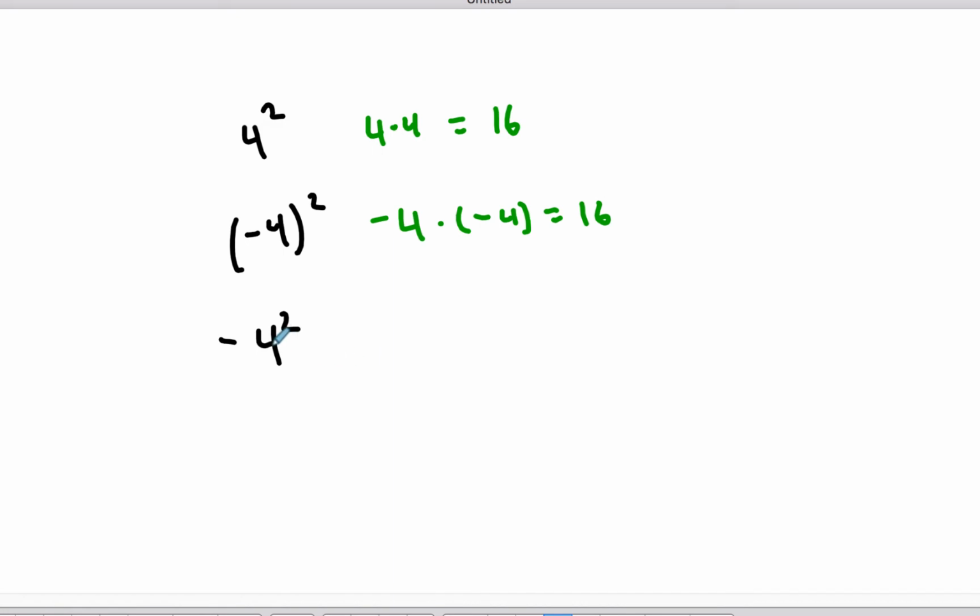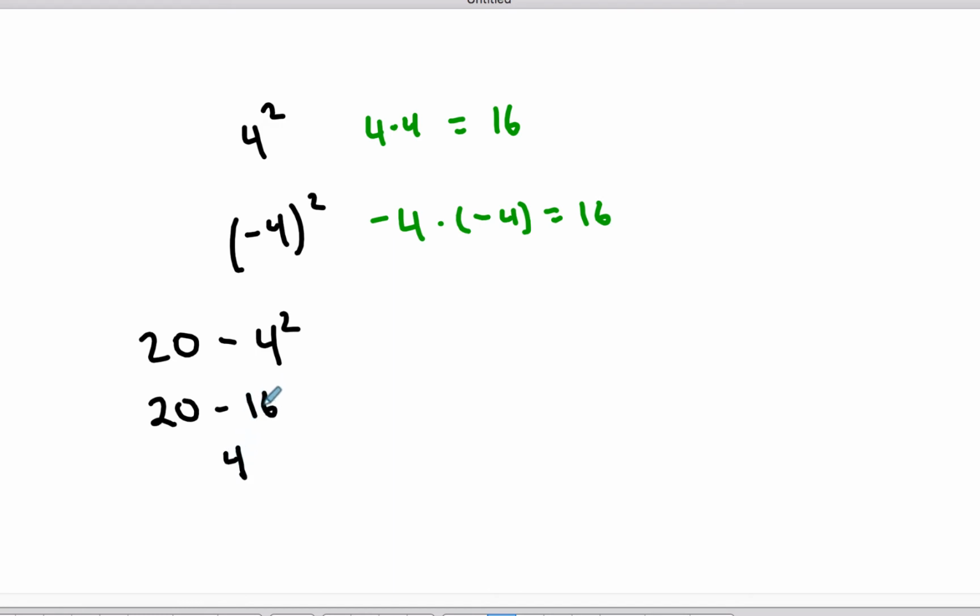The next one here, there's no parentheses around this 4. And so the way I try to always relate it is, imagine this is an order of operations problem. And we've got some number over here. I'll just say 20. So 20 minus 4 squared. So if that's the case, then we would just do 20 minus 4 times 4, which is 16. And so that ends up equaling 4.